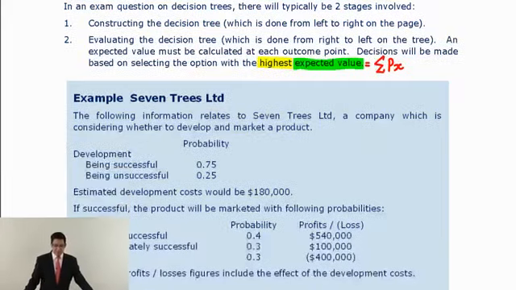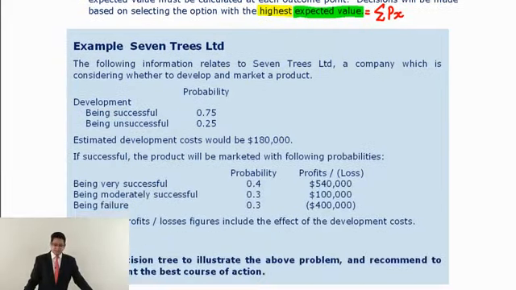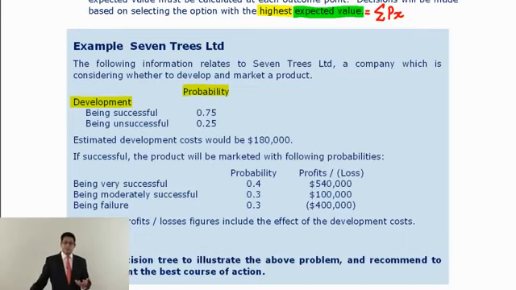Let's have a look at an example. We will draw and then we will do the calculations as well. Example, 7 Trees Limited. The following information relates to 7 Trees Limited, a company which is considering whether to develop and market a product. By the way, what comes first? Developing comes first or marketing comes first? Of course, I agree with you, development comes first. So I'm standing here and I'm thinking, should I develop the product or should I not develop the product? In both ways.